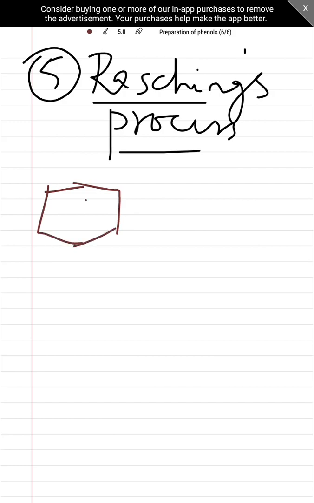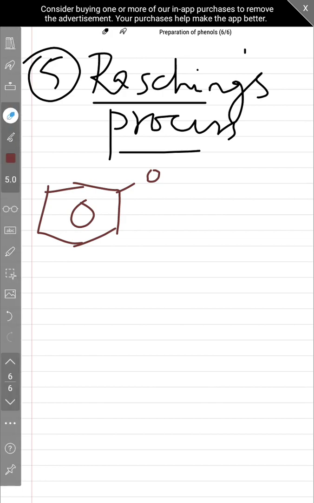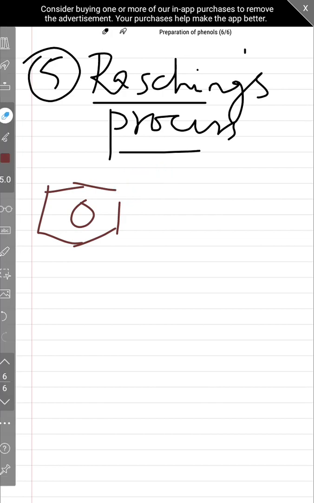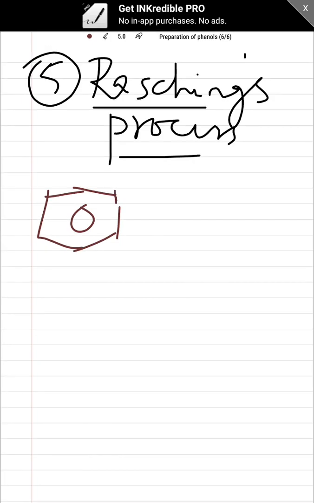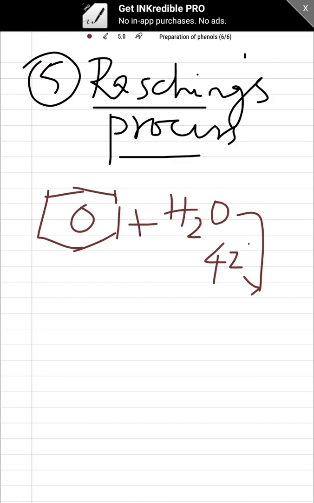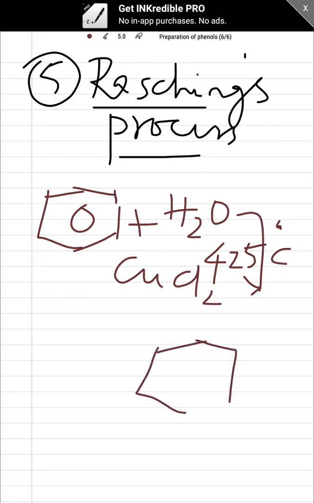Directly phenol. Chlorobenzene on fusing with an aqueous medium, that is water, at very high temperature, around 425 degrees Celsius, in presence of the catalyst cupric chloride, is converted into phenol. So this method is called Raschig's process.